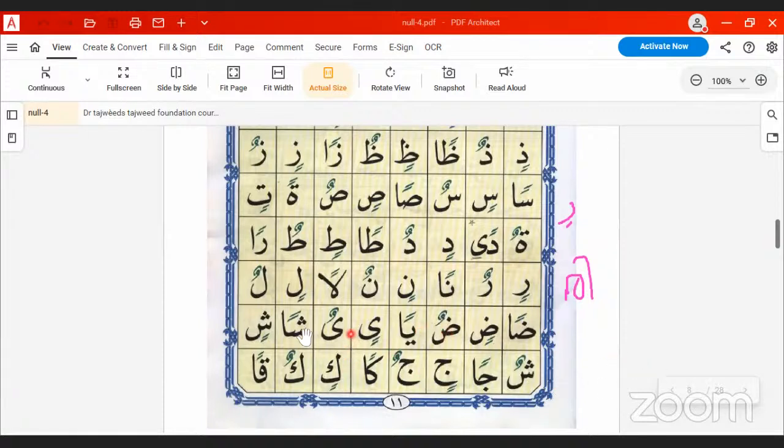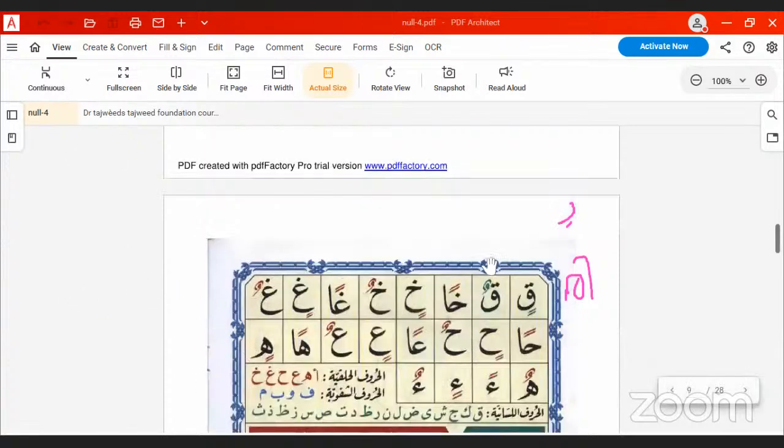Yan, yin, yun, shan, shin, shun, jan, jin, jun, kan, kin, kun. Next page. Khan, khin, khun, ghan, ghin, ghun, han, hin, hun, an, in, un. The last one is a Hamza. The sound of Hamza is a.